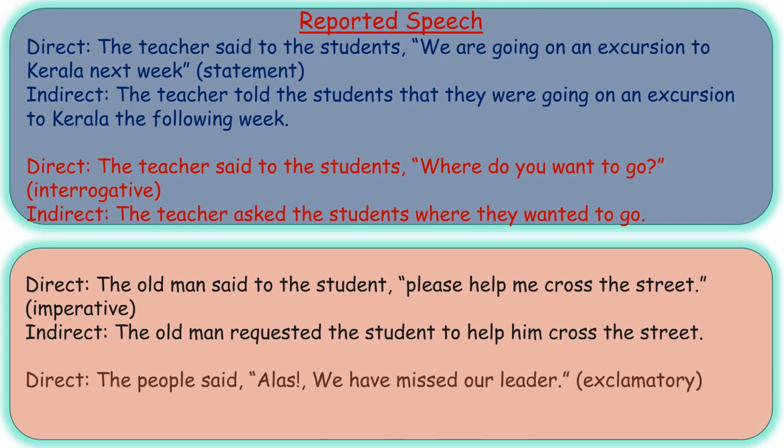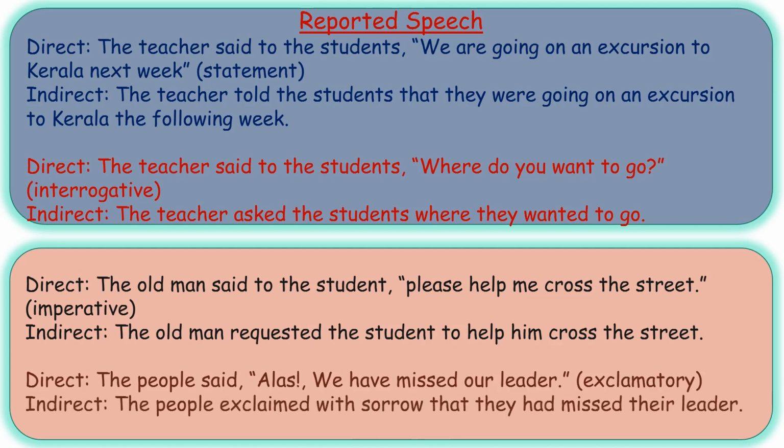Exclamatory sentence. The people said, alas, we have missed our leader. Exclamatory sentence எப்படி மாத்தணும் அப்படின்னு பார்த்தீங்கன்னா, the people exclaimed with sorrow that they had missed their leader. Statement மற்றும் exclamatory sentenceல தான் நம்ம இங்க that யூஸ் பண்ணிருக்கோம். So keep in your mind, imperative sentence and interrogative sentenceல that அப்படின்றதை யூஸ் பண்ண மாட்டோம். And the tense oda past form க்கு நம்ம மாத்திருக்கோம். இங்க present perfectல இருக்கு, நாம past perfect க்கு மாத்திருக்கோம், right? So keep in your mind what are the basic rules of direct into indirect tense, right?